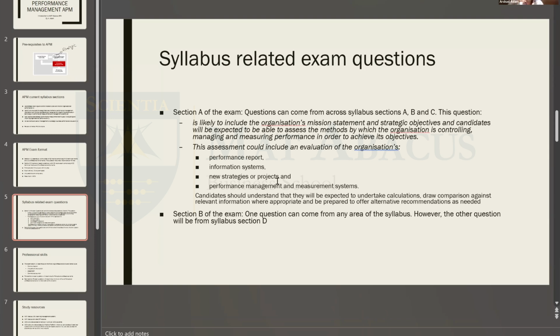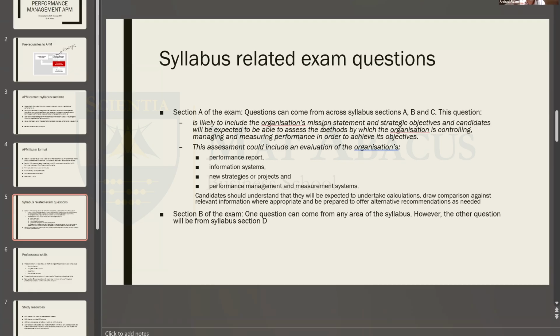Yeah, you are looking at scenarios, you're doing an assessment, like a consultant. It doesn't have to be an external consultant, it can be an internal consultant, so that you can then look at the methods, the techniques, the systems, the information systems, the costing systems, the way they're looking at performance, methods of measuring performance, by which the organization is trying to control, to manage, to measure performance in order to achieve its strategic objectives.